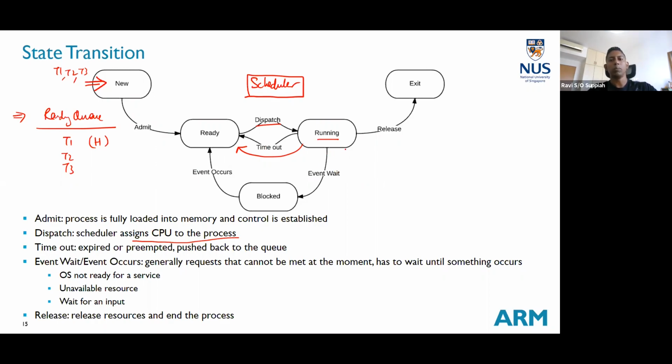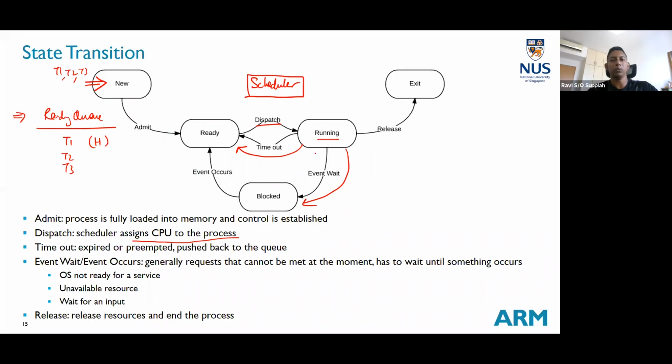Okay, so you go to a block state. What do I mean by that? For example, you are running an application that must play some music. That means you need access to the audio system of your device. But currently your audio system is used by some other process.